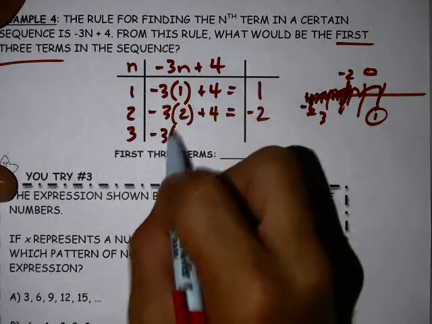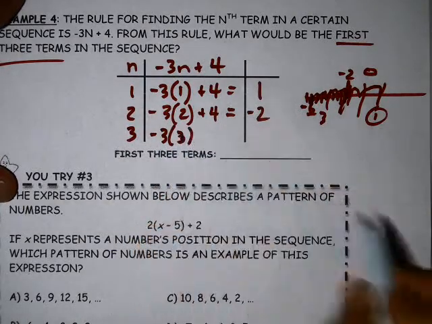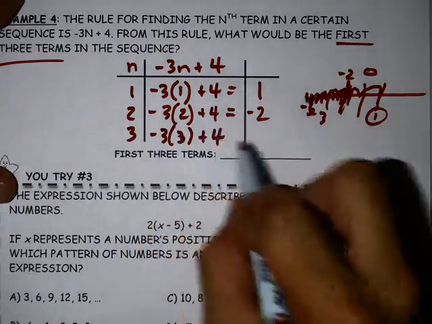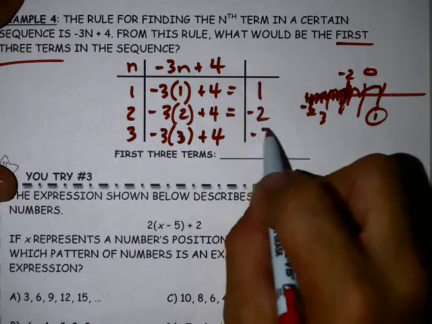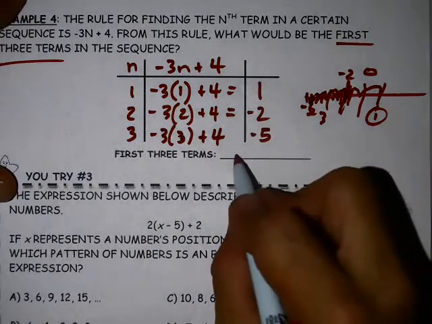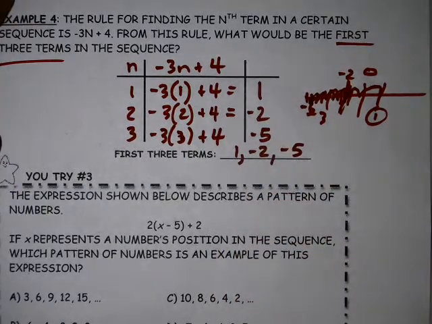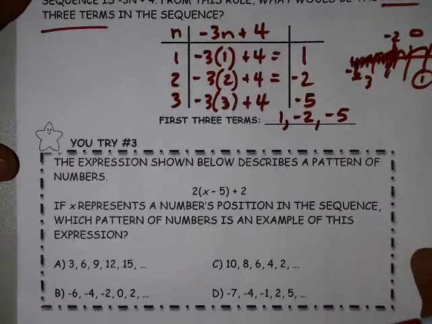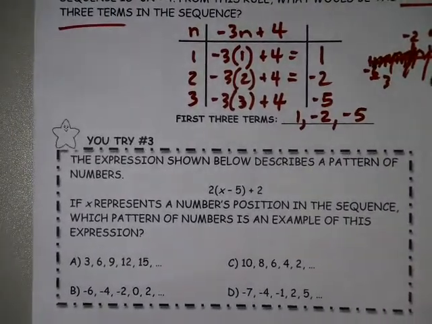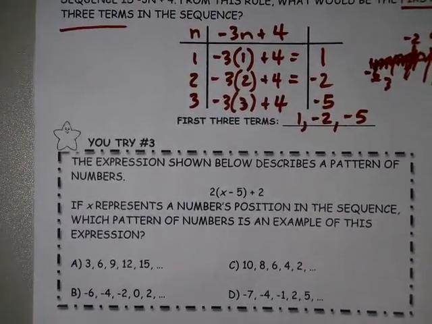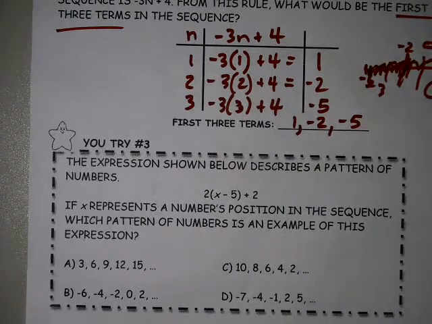And the last one, negative 3 times 3 is negative 9, and negative 9 plus 4 is negative 5. So the first 3 numbers in that one look like that. Okay, you've got one more U-try to do. So you have 3 U-tries you need to have done when you get to class, and we'll check those.